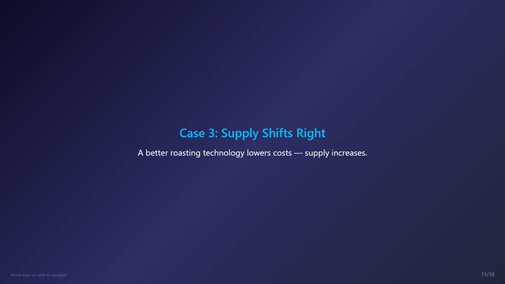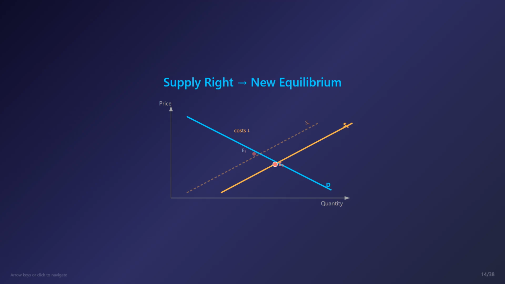Case 3, supply shifts to the right. A better roasting technology lowers producers' costs, so they're willing to supply more coffee at every price. The supply curve moves out to the right. Here, demand stays put. The faded curve is the original supply, the solid one the new, larger supply. The equilibrium slides down the demand curve from E1 to E2, to the right and down.